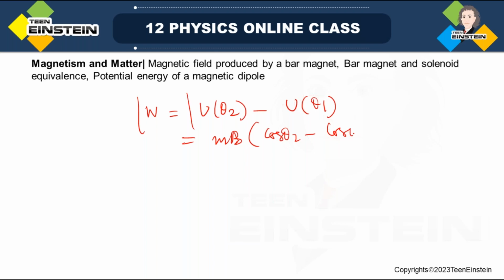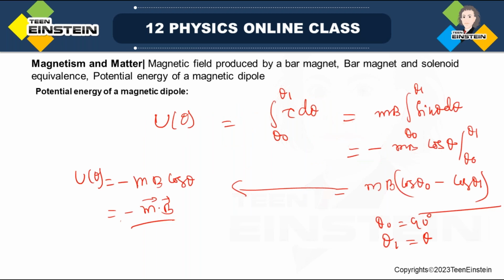All right. So we'll stop it here. This part is also similar to the electric dipole itself. So we'll just stop it here for today.